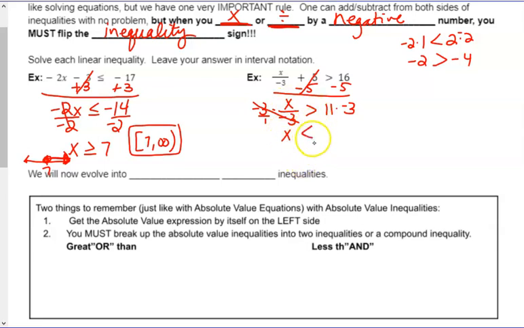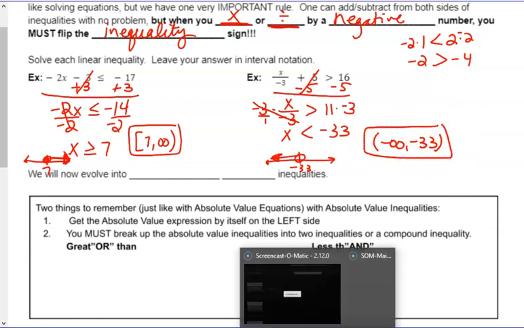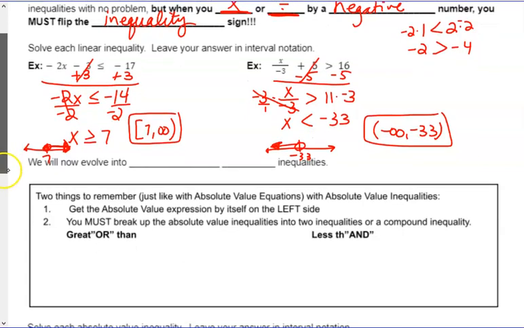Therefore, that inequality has to flip. And we get 11 times -3, which is -33. So looking at a graph of that, all values less than -33 means I'm doing this. So I'm coming from -infinity and I'm stopping at -33. So interval notation, which we haven't seen in a little bit, gives me that for the solution of that equation. Okay? Or excuse me, for the inequality.